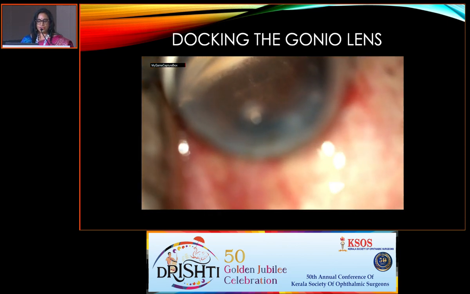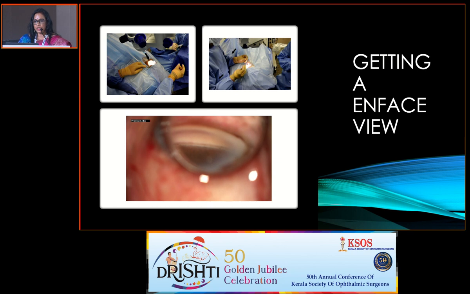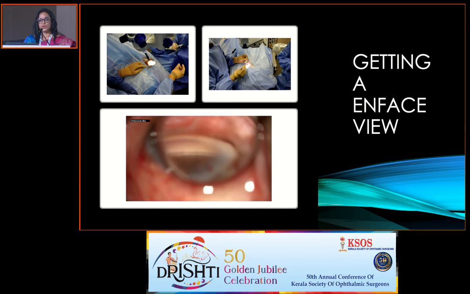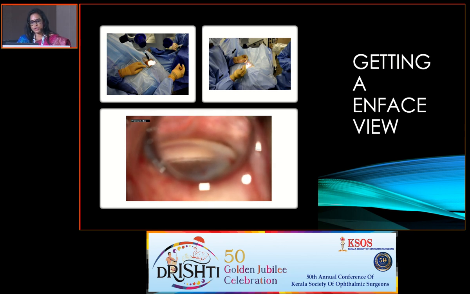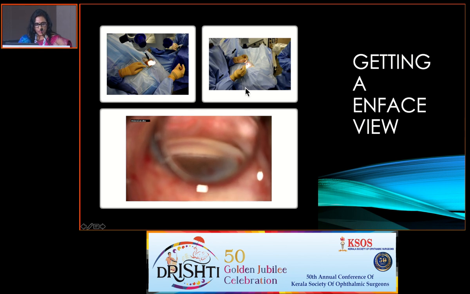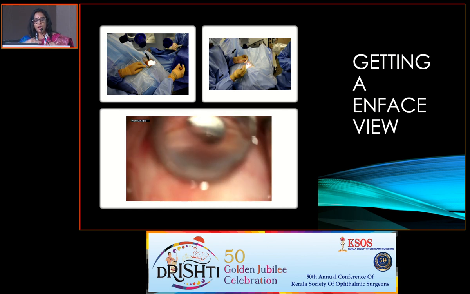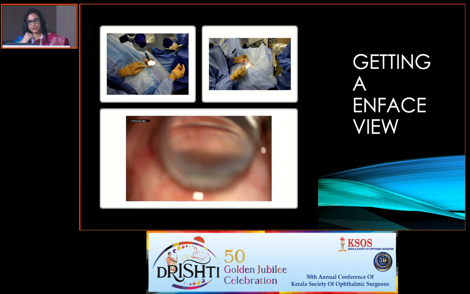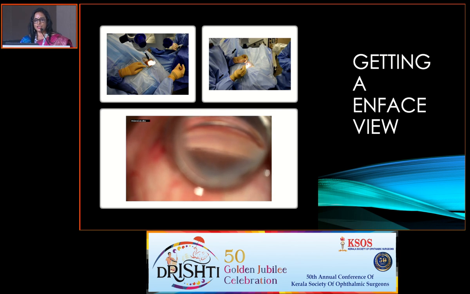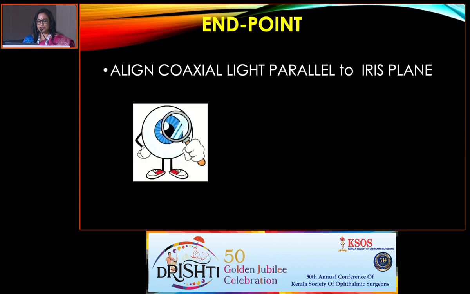And then you visualize the angle. So here, it is not just visualizing, you need to have an en face view, because your light, like in cataract surgery, is directed directly downwards. But here, you need the light to travel in a coaxial manner, parallel to the iris plane, so that you get a visualization and you do not damage other tissues like the cornea or the iris while doing the procedure. So that is the end point.